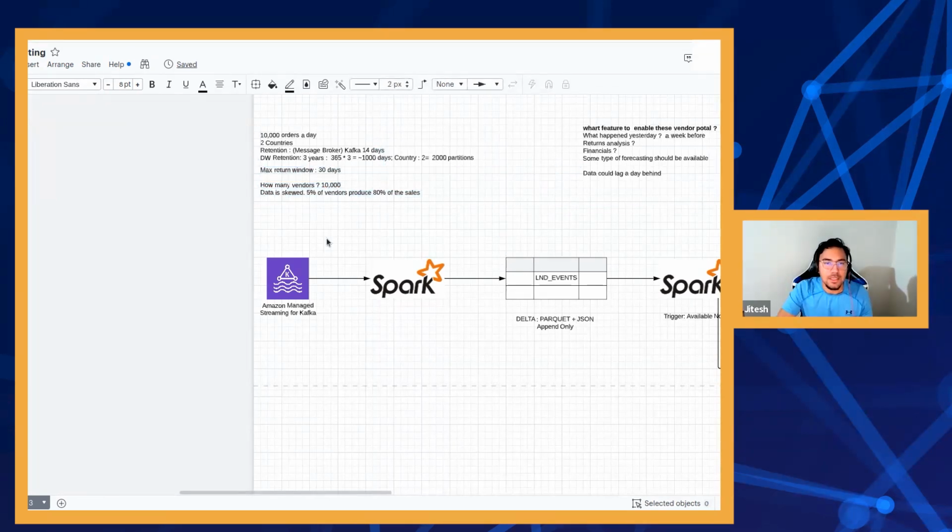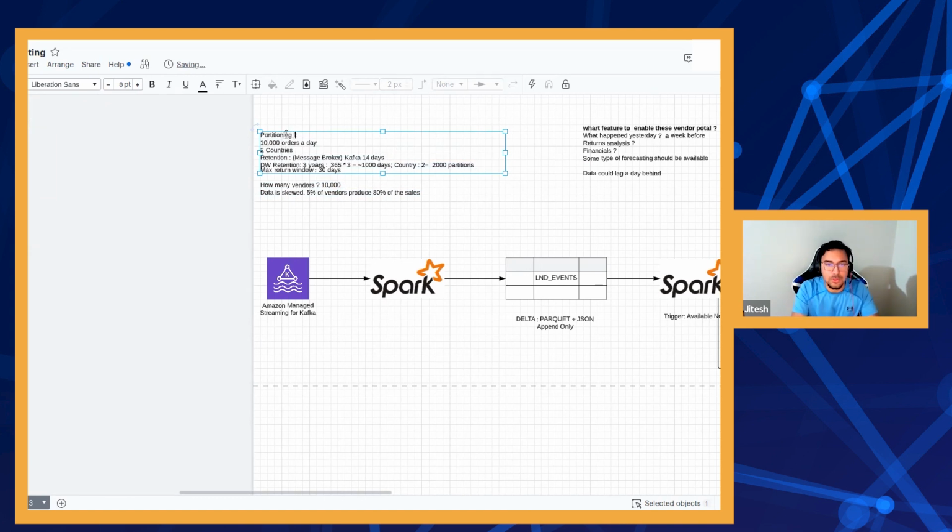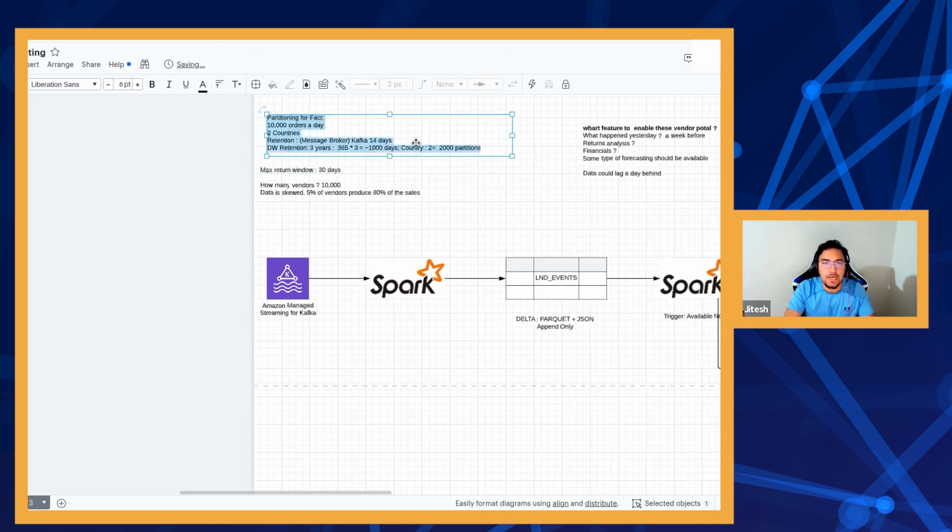Let's see, retention. This part is where I mentioned how we should partition the fact table. This is my partitioning strategy for the fact table. I said we should partition on a date column. That's the most natural thing to partition on. You should partition on something which is immutable, which can never change. You don't want a record going from one partition to another because some change was made. So order date cannot change after an order is made. That is why we can choose that, along with say country.